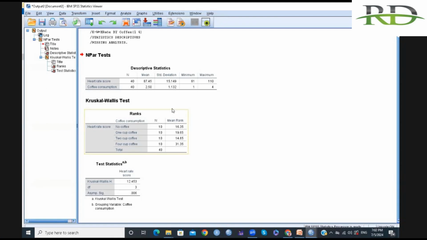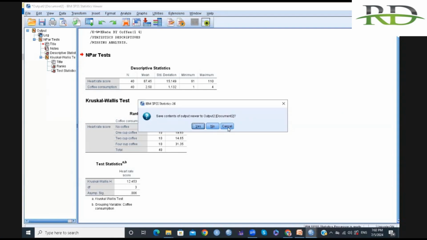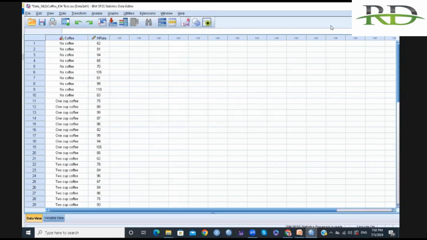And you can see here, this one is 31, this is 14, 19, 16, but this one is going to be very high. So this way we can say that the caffeine consumption is effective in increasing the heart rate.